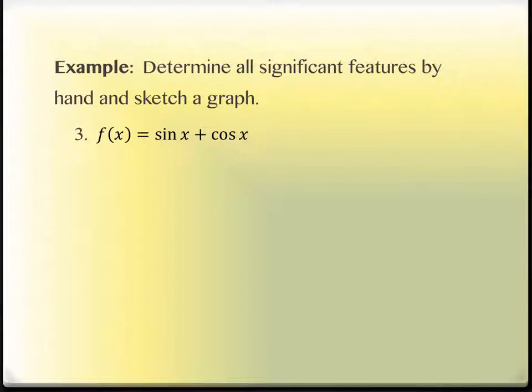So it says determine all significant features by hand and sketch a graph. So significant features could be asymptotes, but this is sine and cosine. They don't have asymptotes. So what are other significant features that it might be referencing?